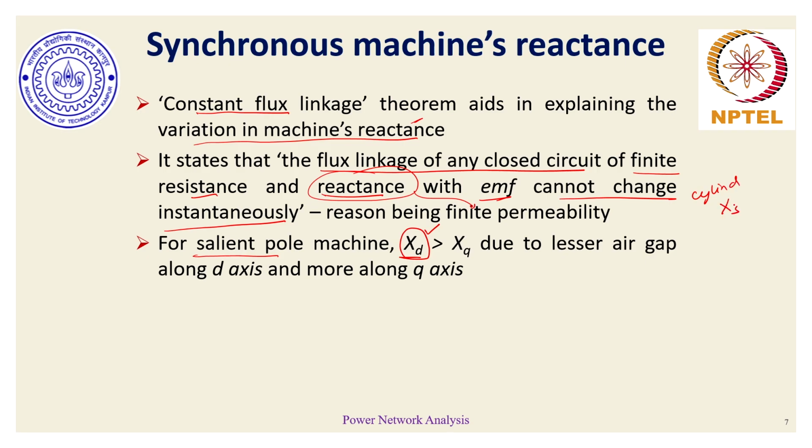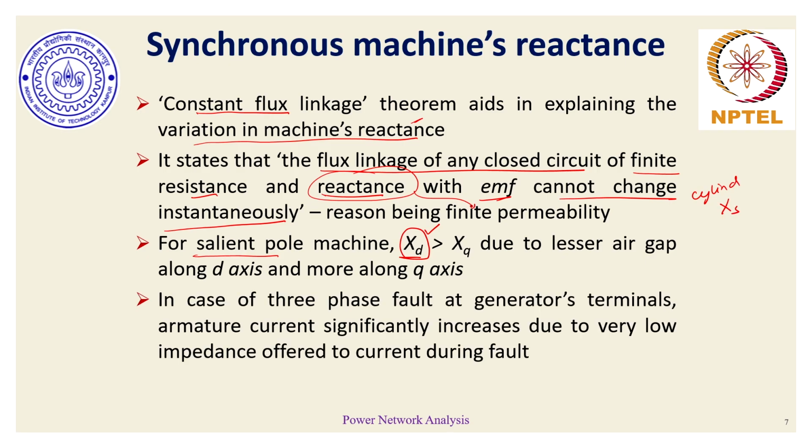So in case of three-phase fault at the generator's terminal, by three-phase fault I mean all the three phases of the generator terminal are equally getting shorted through some fault, and the corresponding synchronous generator current is not able to flow to the corresponding load. Rather, this current is bypassing through this particular terminal to the ground or any other short circuit path.